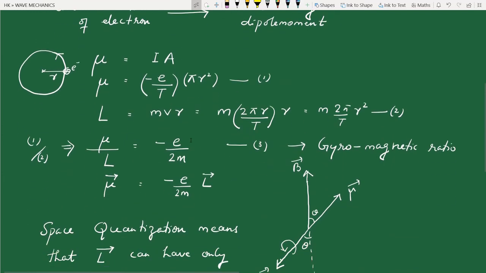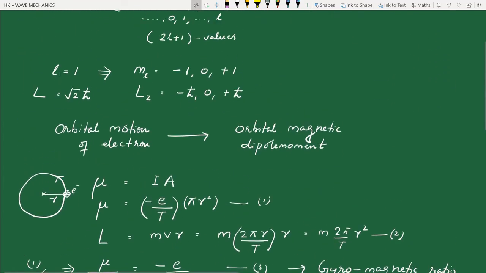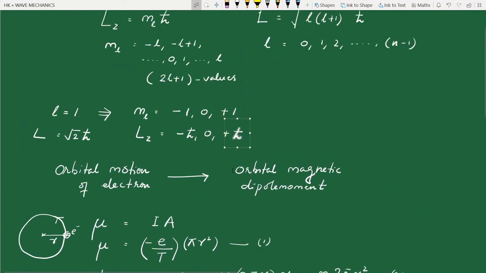Okay, so let us come back to our example of small l equal to 1 and ml equal to minus 1, 0, plus 1. Capital L is equal to root 2 h cross, and Lz has three different choices: minus h cross, 0 and plus h cross. So in the case of p state, that is small l equal to 1, the angular momentum state is p state. For p state, the magnitude of orbital angular momentum is this much, and the direction of the orbital angular momentum vector is such that the z component can have only three different choices.